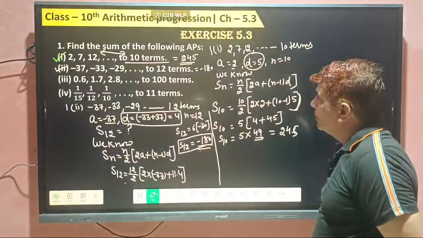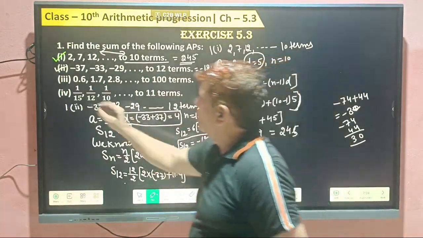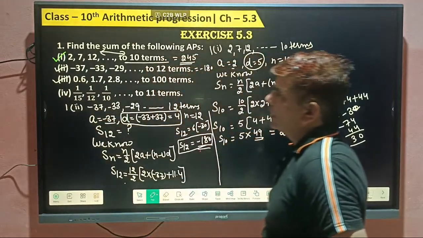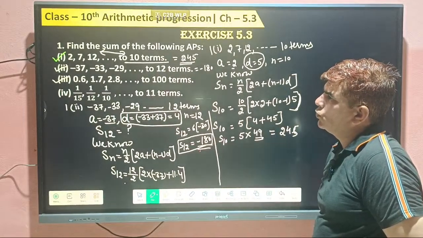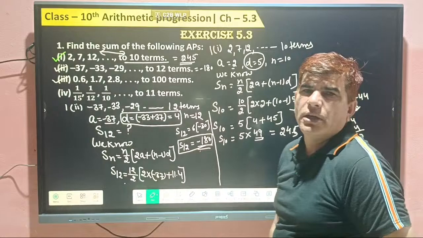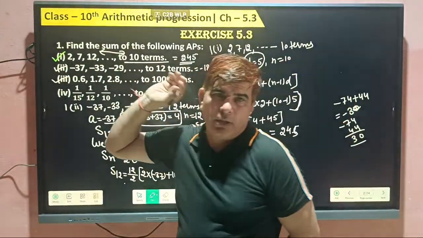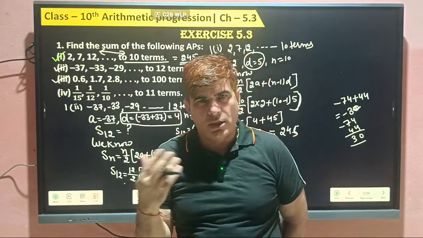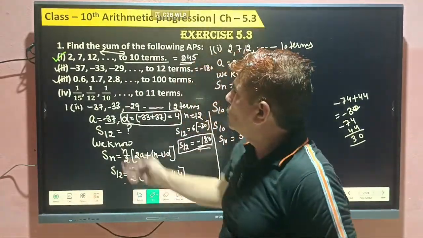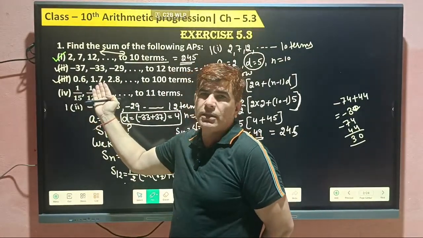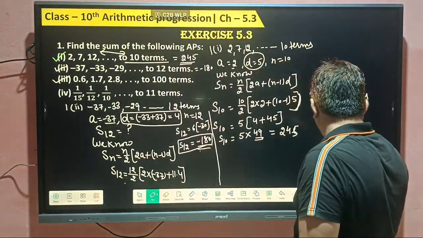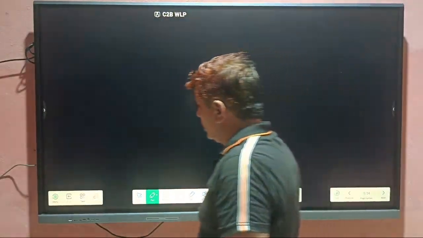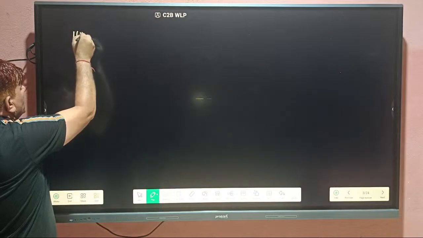First write the statement. This question we will solve, the third part of it. The sequence is 0.6, then 1.7, then 2.8, up to 100 terms. We have to find the sum of the first 100 terms of the given AP, whose first term is this, second term is this, third term is this, and so on. So we will solve it. This is the first question, third part.